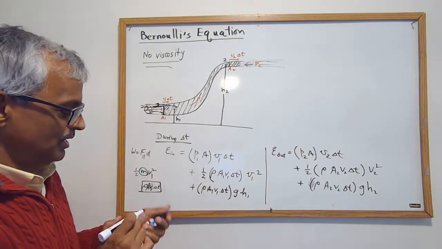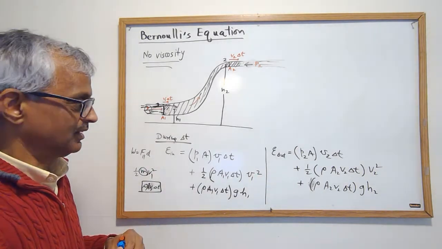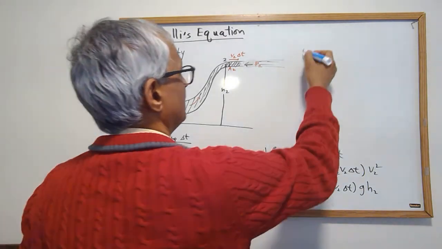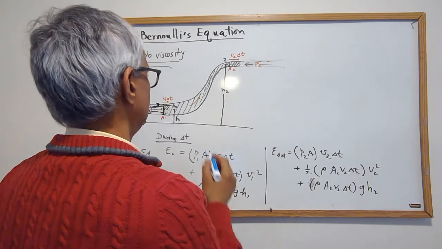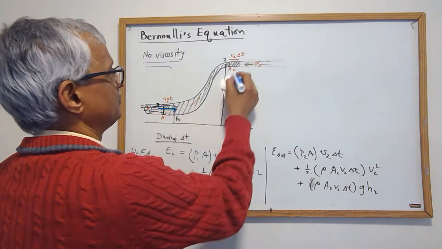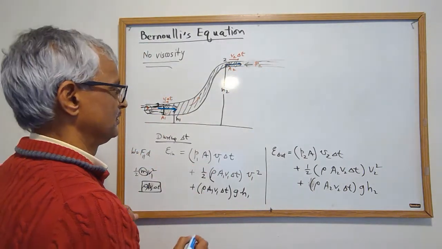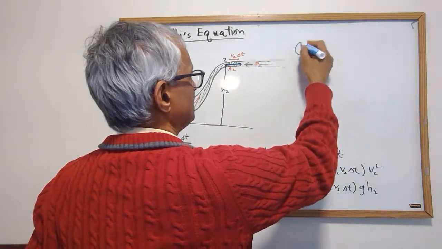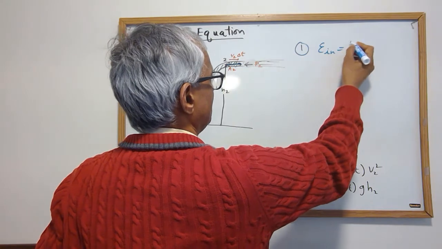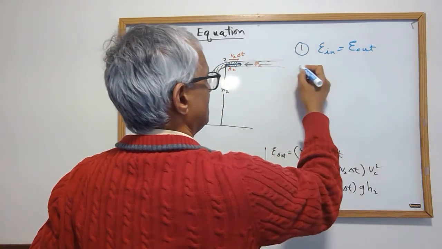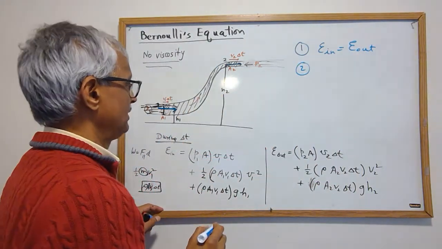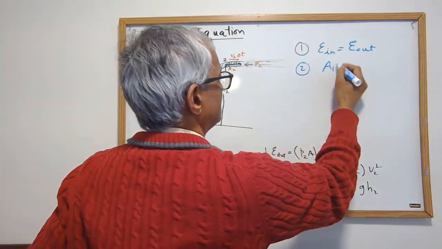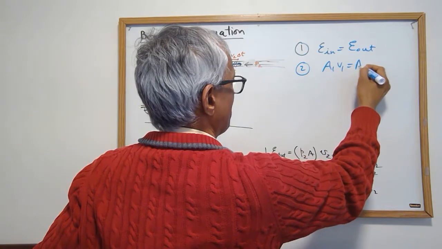And not only that, that has to be equal to that, but also there is a flow rate relationship. That also has to be true. So what we get is an equation E in equals E out. And the second one I get is A1 V1 must be A2 V2, from the continuity.